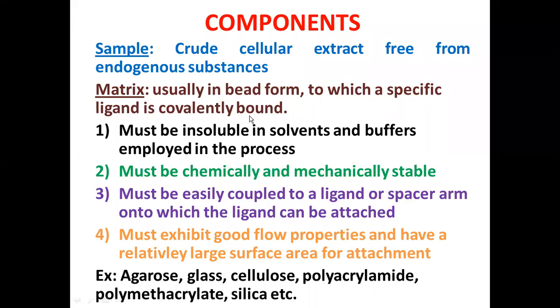The matrix is also a chemical molecule. The ligand is also a chemical compound. There is a tight interaction that takes place by covalent bonding, and this covalent bonding is responsible for holding the ligand over the surface of the matrix. So, the matrix is chosen in such a way that it must meet some important parameters.